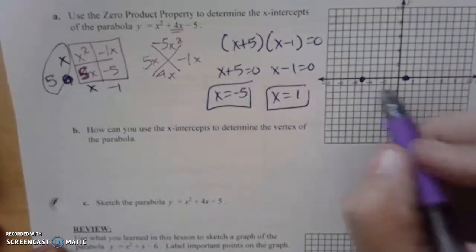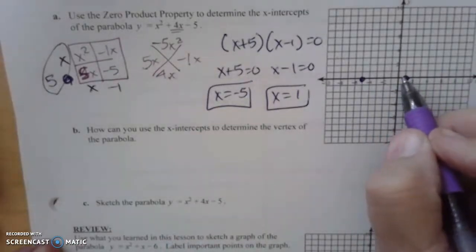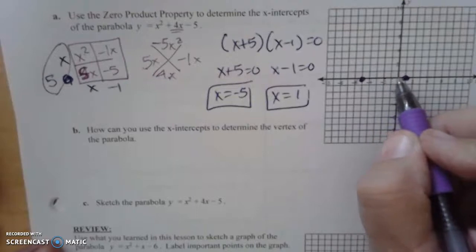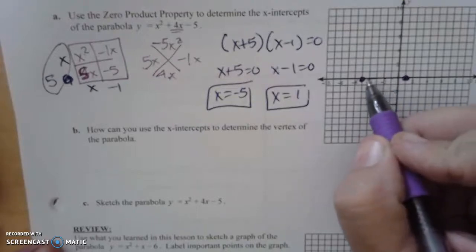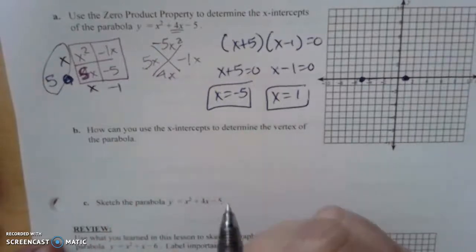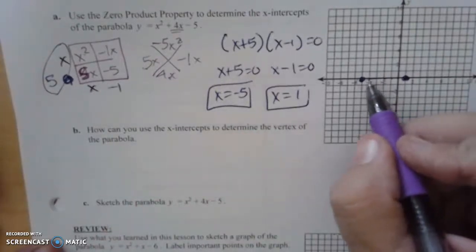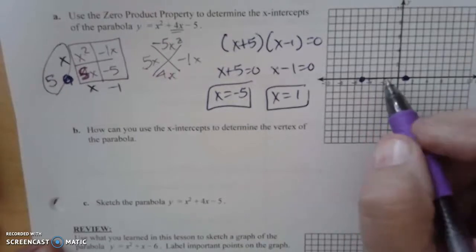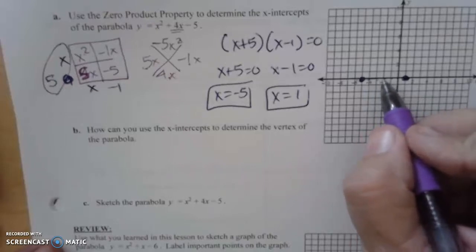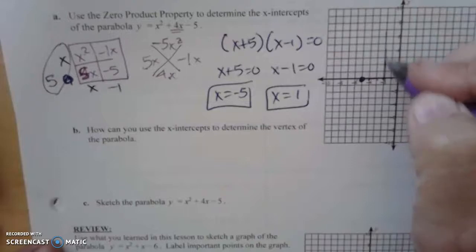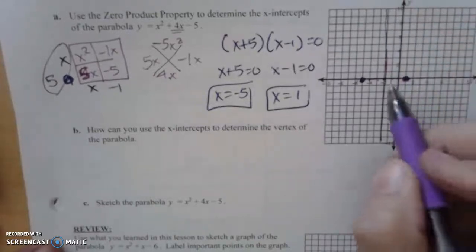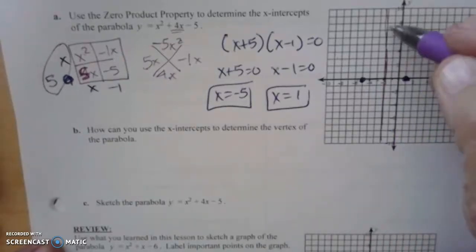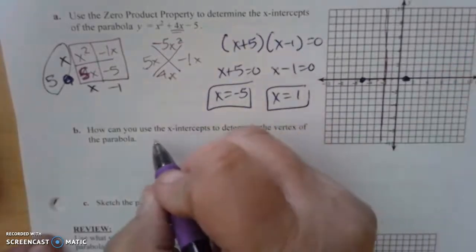Now, how can I use the x-intercepts to determine the vertex? Well, one thing is the vertex is going to be halfway between. Do you see how between -5 and 1 there are 1, 2, 3, 4, 5, 6 spaces. If I divide that in half, I'm going to get 3. Half of 6 is 3. So 1, 2, 3 gives us -2. Somewhere in between, the exact middle of these two points, is called the line of symmetry.